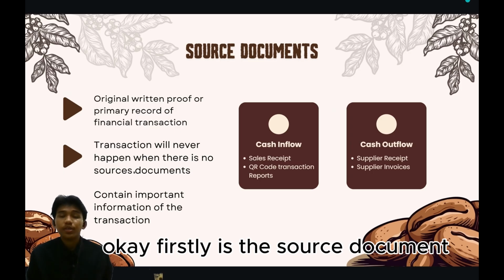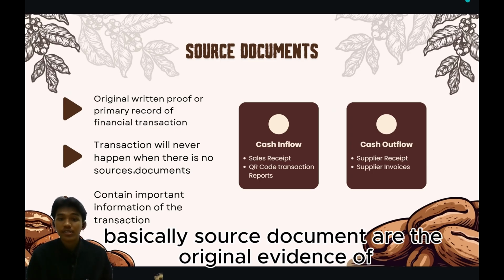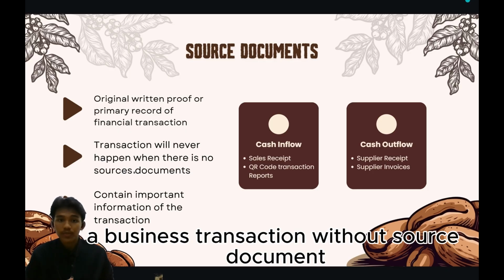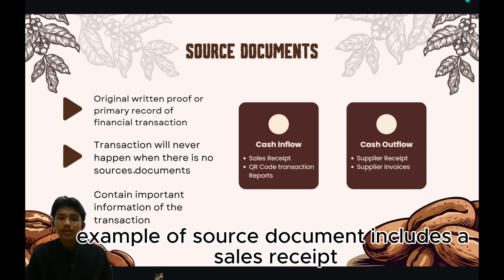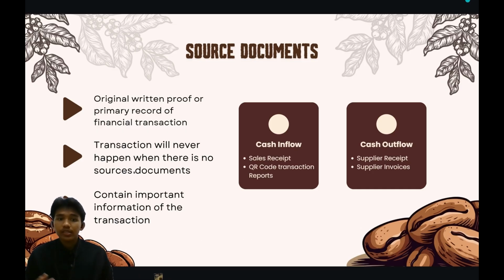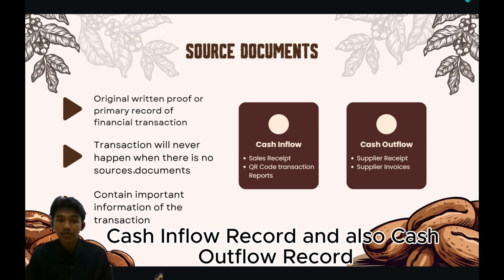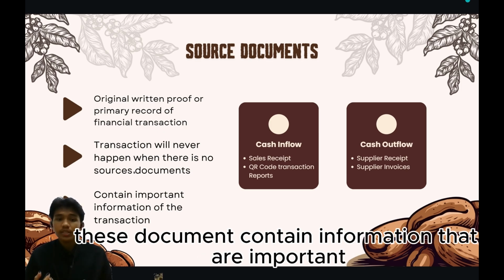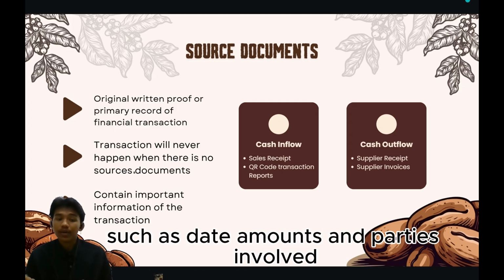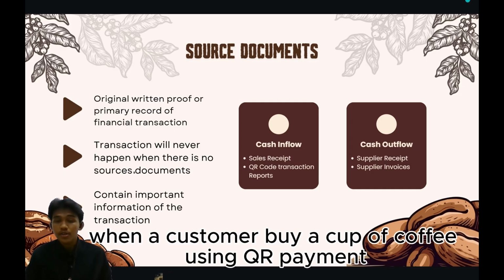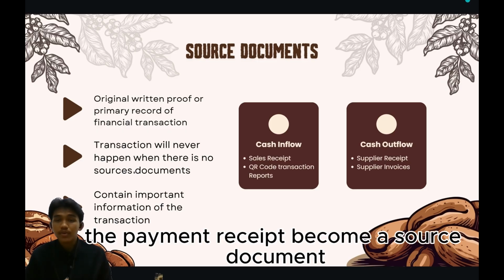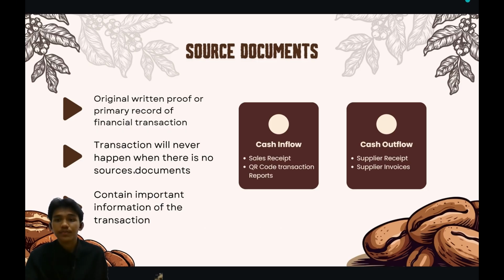Okay, firstly is the source document. Basically, source document are the original evidence of a business transaction. Without source document, a transaction cannot be verified or recorded. For Sinngahngopi, example of source document includes a sale receipt, QR payment transaction report, supplies receipt, supplier invoice, cash inflow record, and also cash outflow record. This document contain information that are important such as date, amounts, and parties involved. For example, when a customer buy a cup of coffee using QR payment, the payment receipt become a source document.